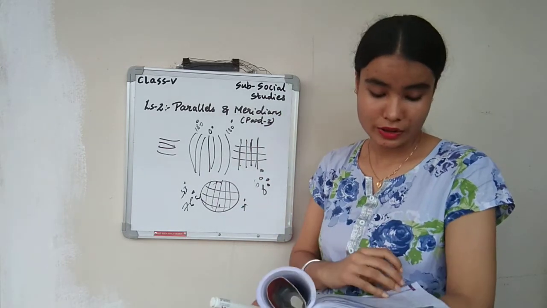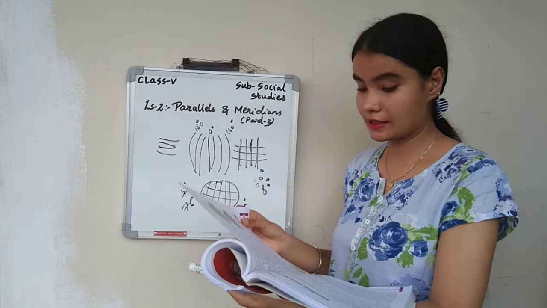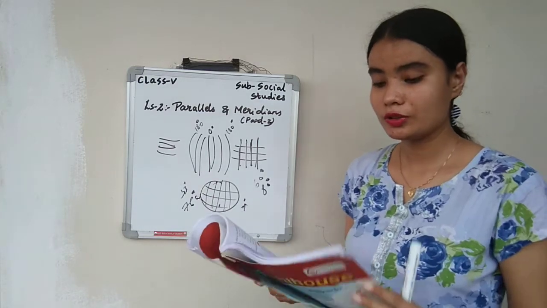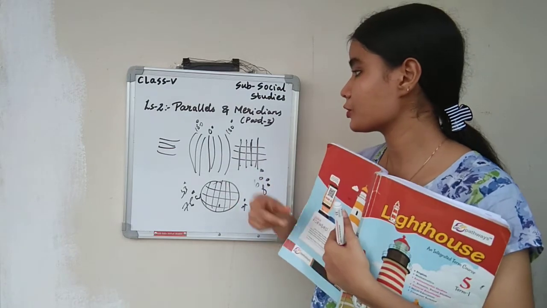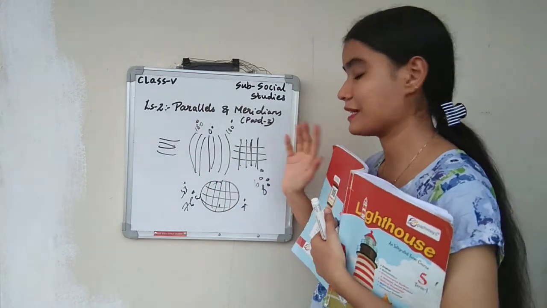Okay children, so with this we have completed our second lesson. Go through the lesson, watch the video. Only two topics were related to this lesson, that is parallels and meridians.